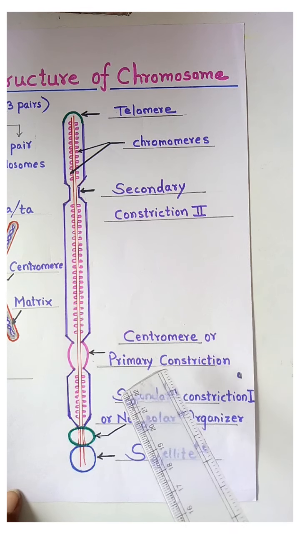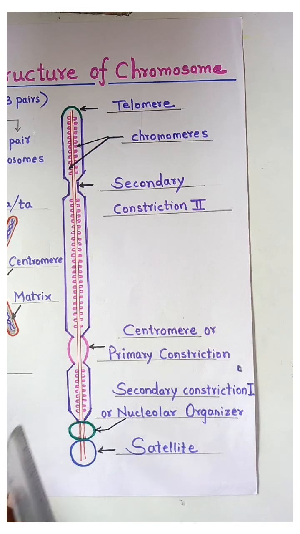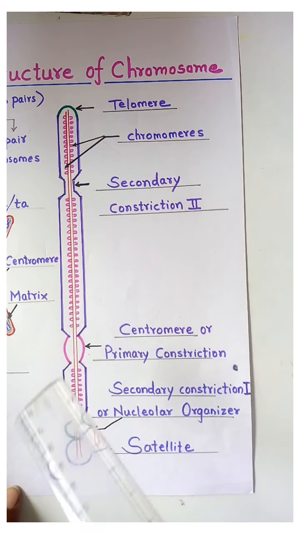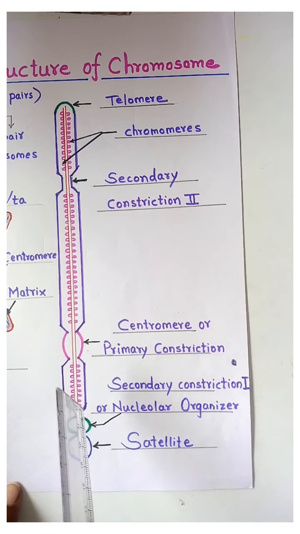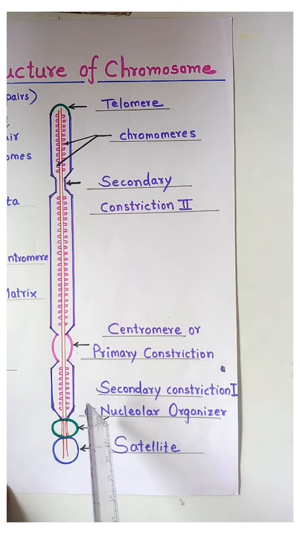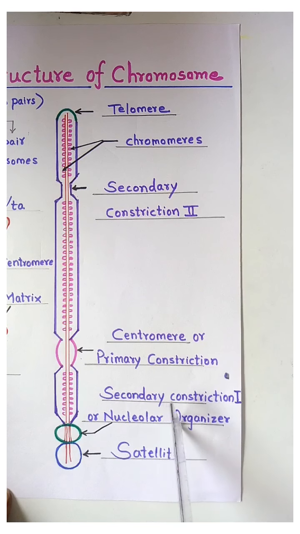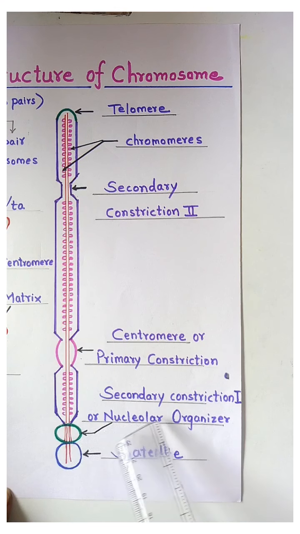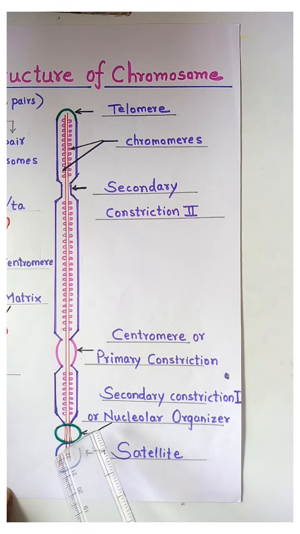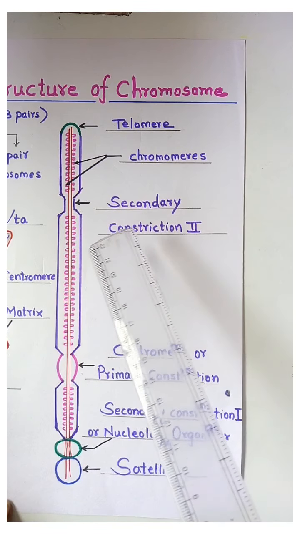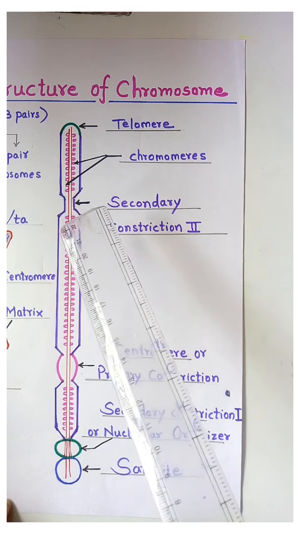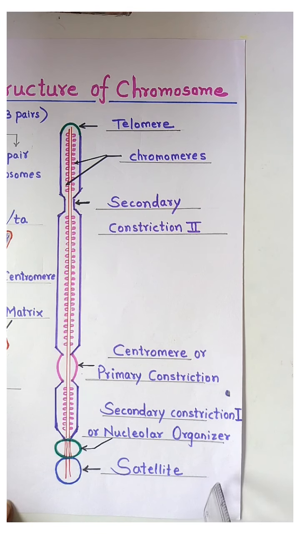Besides primary constriction, the chromosome may contain one or more constrictions called secondary constriction. So these are secondary constrictions. Now this part is called secondary constriction 1, or it is also called nucleolar organizer. The name itself suggests this is a place or site where nucleolus is organized. Talking about secondary constriction 2, again this is also a narrow region present in the chromosome, but it is mainly concerned with synthesis of rRNA.